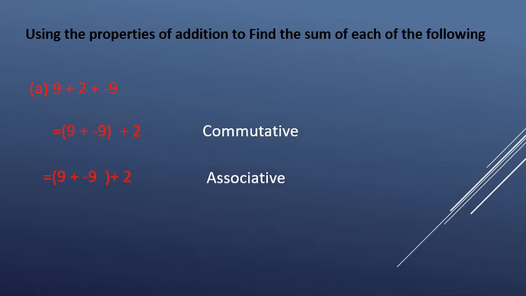9 plus negative 9, it's two inverse numbers. We can use the additive inverse property. 9 plus negative 9 equals 0, and 0 plus 2 equals 2. We here use two properties. They are the additive inverse property and the closure property.